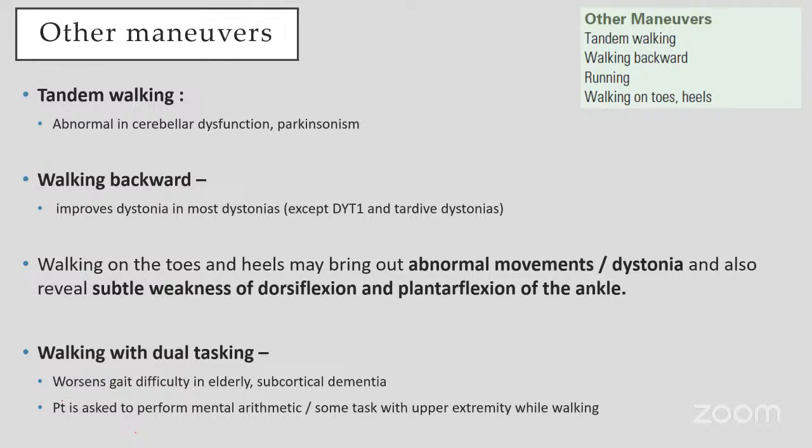And walking with dual tasking worsens the gait difficulty in the elderly and patients with subcortical dementia. The patient is asked to hold some object in the upper limbs while walking, or the patient is asked to do a mental arithmetic calculation.